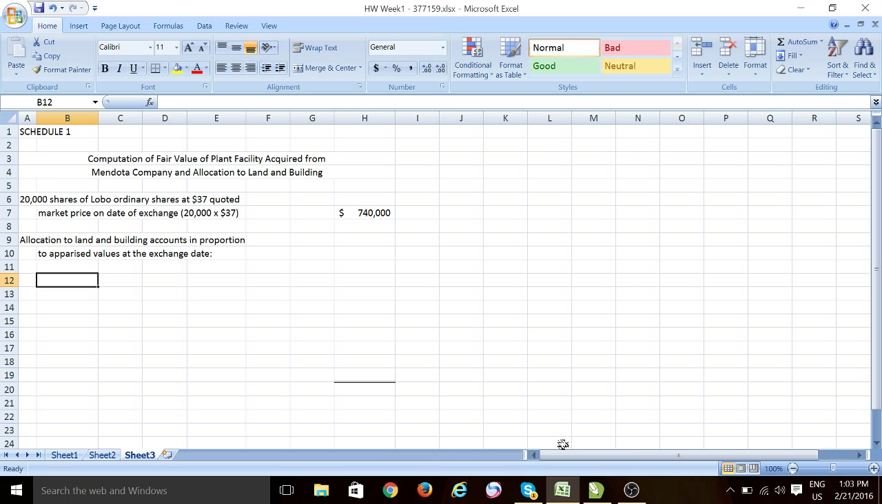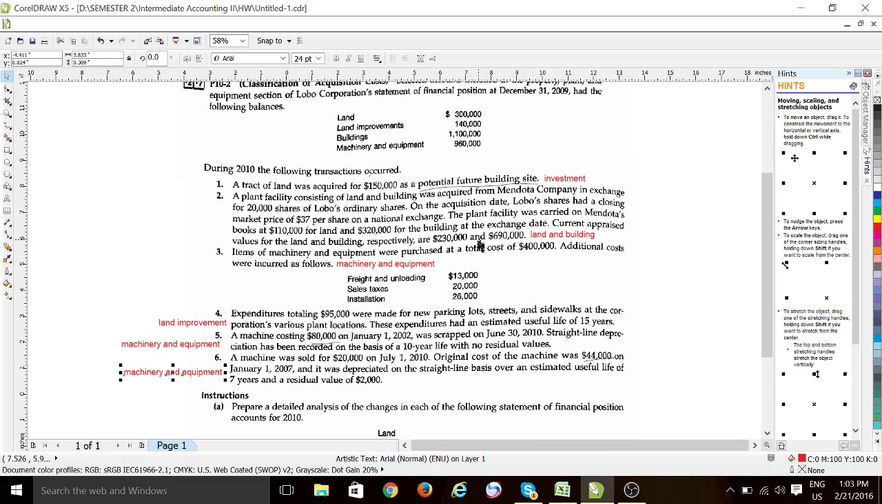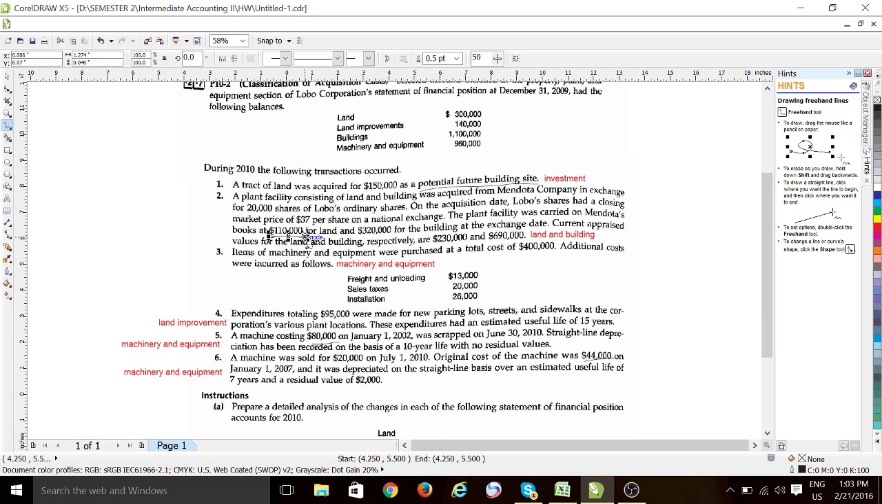To find this out, we need to look back into the question and then find the percentage for the appraised values. We are not going to use this value and this value, because these are not the values that are in Lobo's books. Instead, we are going to use these values, the appraised values at the exchange at the acquisition date.